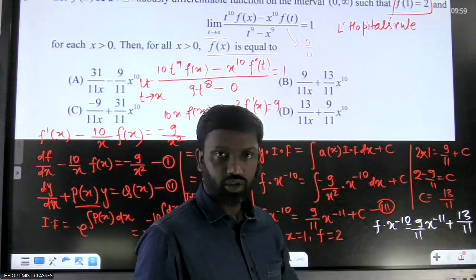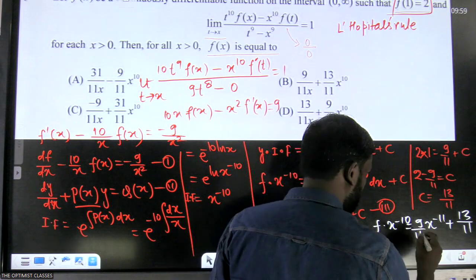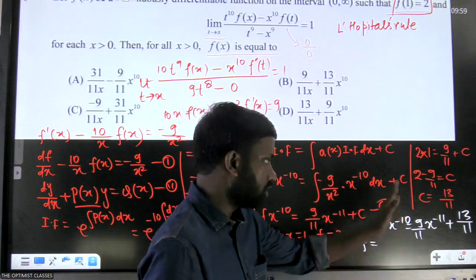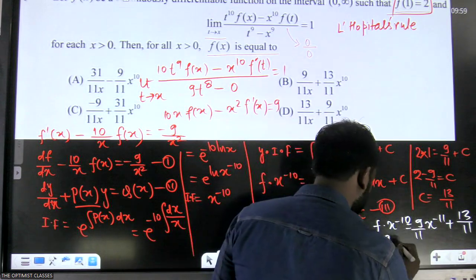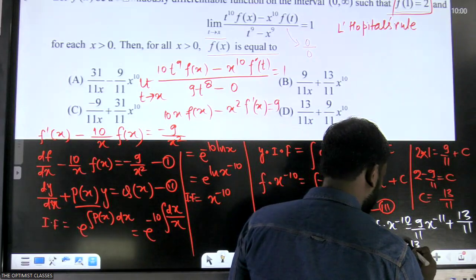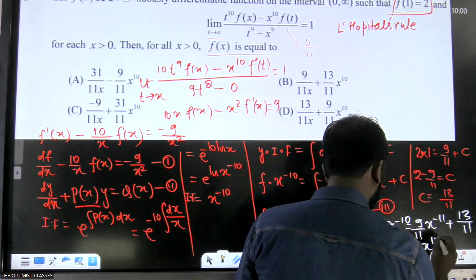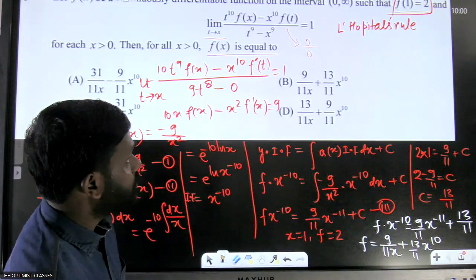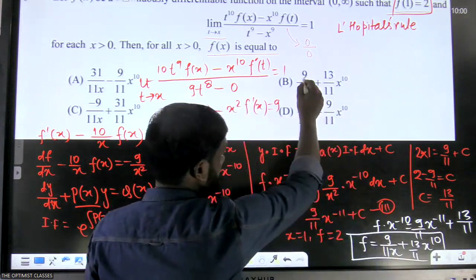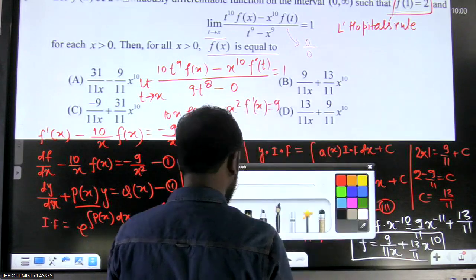Now multiply both sides by x to the power 10. If you multiply both sides by x to the power 10, you will get f. And since there is x to the power minus 11, when you multiply by x to the power 10, you will get x to the power minus 1 here. So that is 9 by 11x, plus here you will get 13 by 11 x to the power 10. That's what you are getting. You see here, this is the B option that we have obtained: 9 by 11x and 13 by 11 x to the power 10. So we can say that B option is matching.